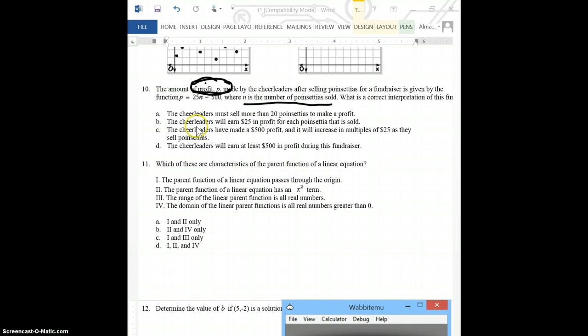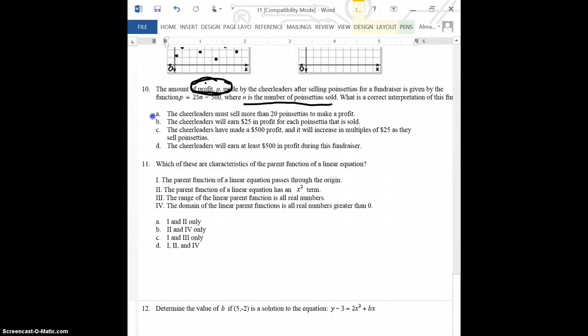And right away I can already see that this must be true. They have to sell more than 20 poinsettias to make a profit. If they sell 20 or less, then they are not going to make any profit. So my answer is A.